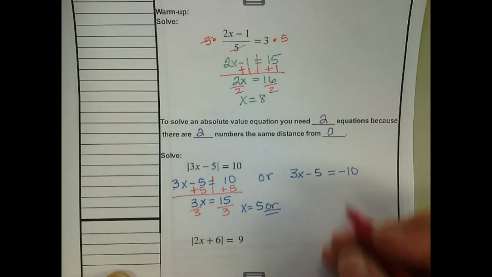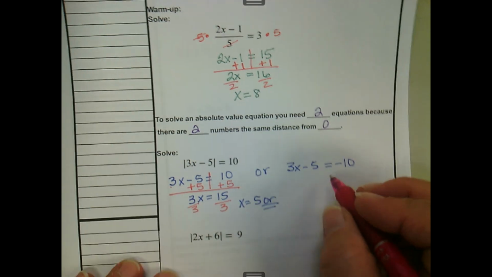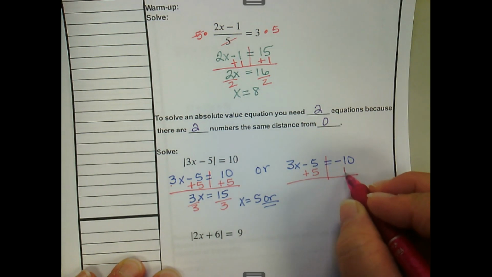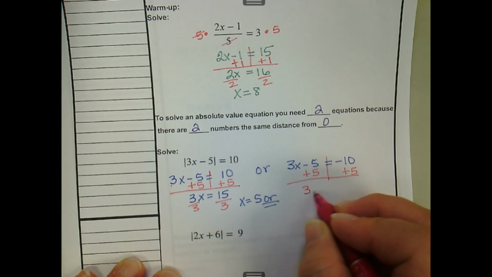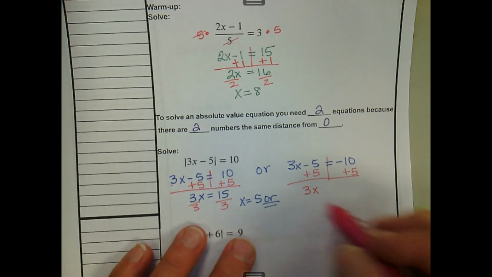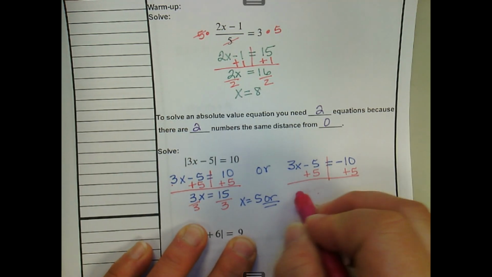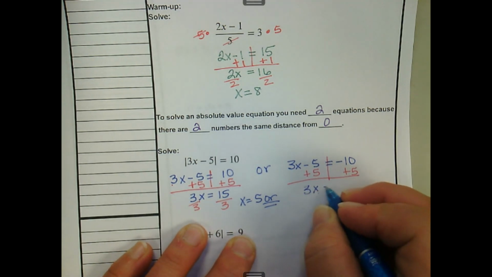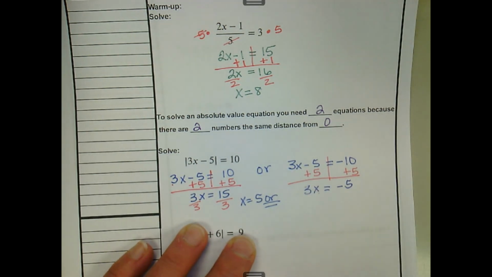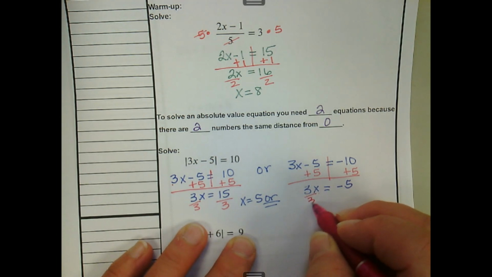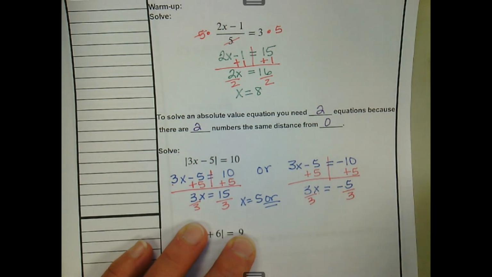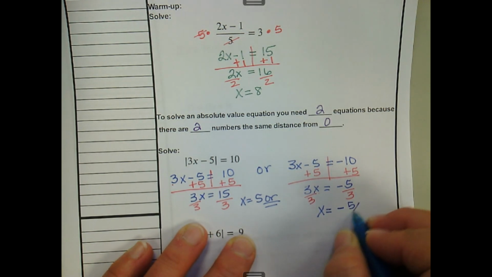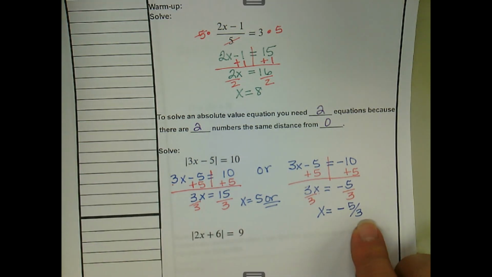Same thing again. What I did over here, I'm going to repeat on the other equation. It won't look the same when I get done, though. So 3x is equal to negative 5. Divide by 3. And x is equal to negative 5/3. And that's how we leave it. It cannot be simplified. We're done.